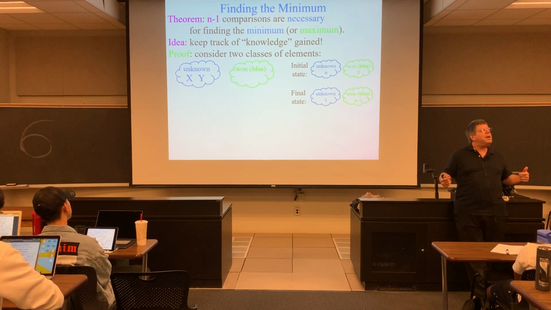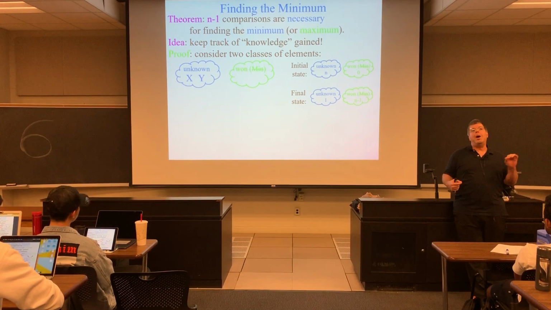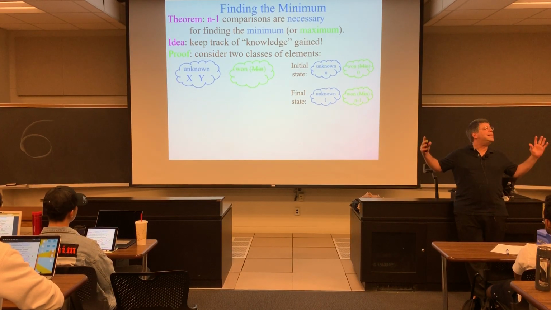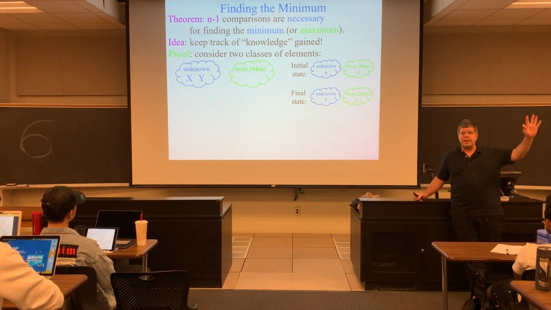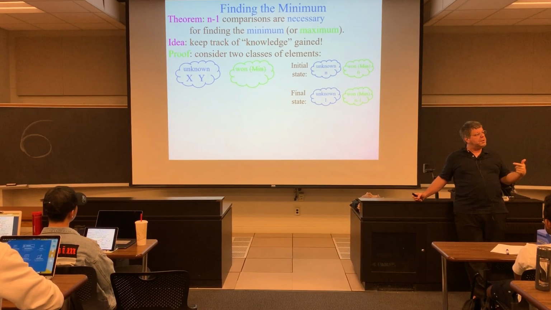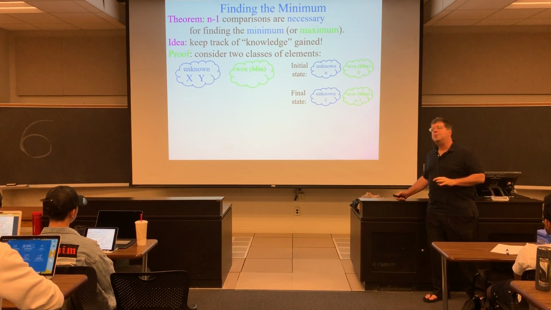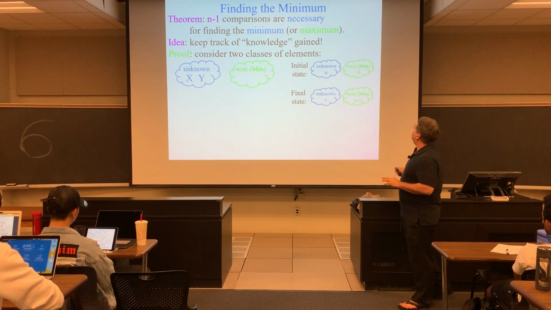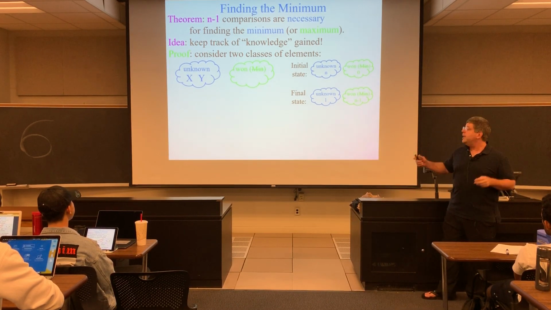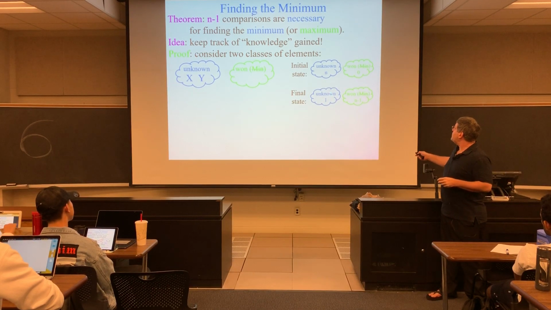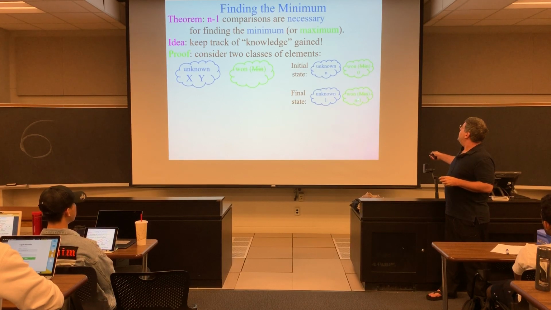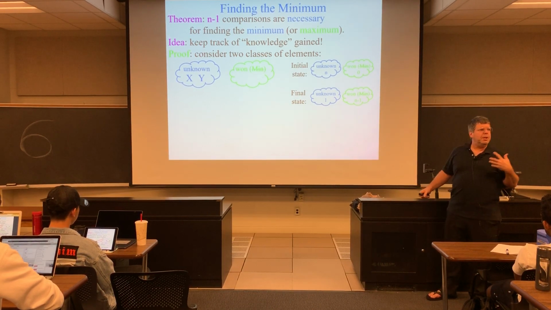Because I'm showing a lower bound on the problem. I'm not talking about the running time of any particular algorithm. I want to show how hard the problem is in general for any algorithm, any conceivable algorithm. Okay, how many understand that? Okay, so why didn't you say something here a minute ago? Okay, let's move on. So at the end, the final state of knowledge will be that one thing will remain unknown, and n minus 1 things will remain not the minimum, will already be known to be not the minimum.